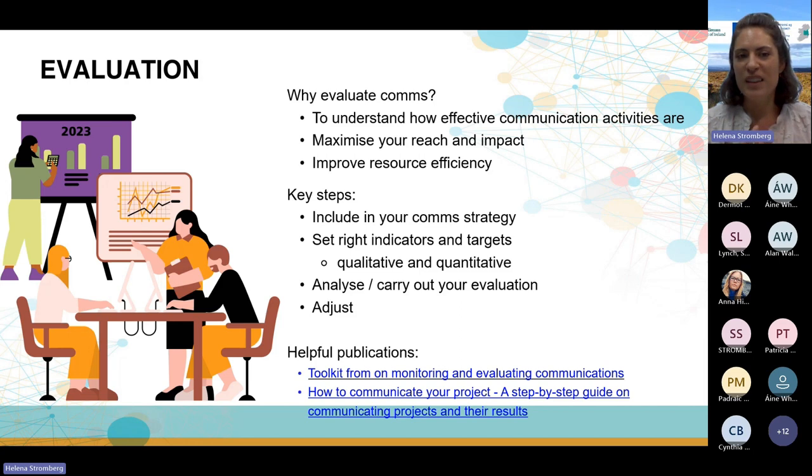So why do we bother with evaluating communications? It is to understand how effective our communications activities are, to maximize our reach and impact, and to improve our resource efficiency, to know where we should spend more or less of our time, money and effort. And as I said, communications is very much a two-way street. So allow for that space and time to get that feedback from the communications activities back into your project. Are you getting that back and forth messaging that you want? That is an important step also to consider when you're looking at evaluating your communications.